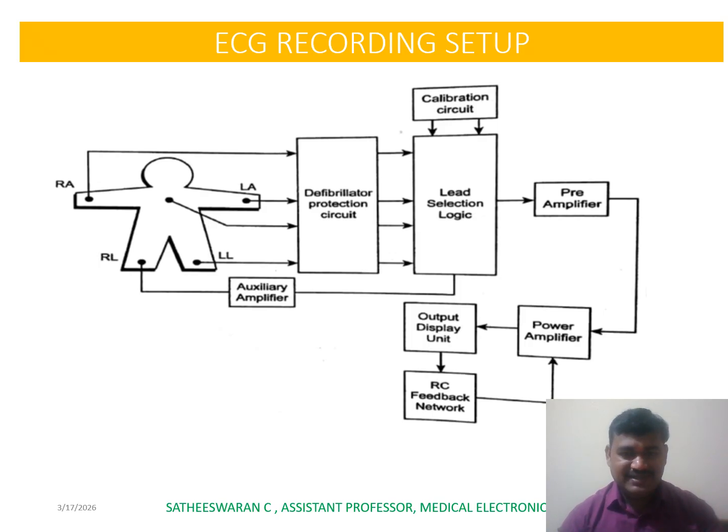Then coming here, the auxiliary amplifier. It is connected between the lead selection logic and the right leg of the patient. The impedance of all electrodes is not equal. The differential amplifier used in the pre-amplifier block is not sufficient to completely eliminate the common mode signal. So the auxiliary amplifier is used to reduce the common mode signal. The output of the auxiliary amplifier is connected to the right leg. So the output drives the body to zero common voltage. So noise is reduced. Hence CMRR is also increased.